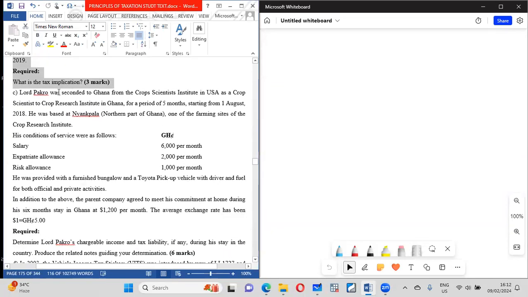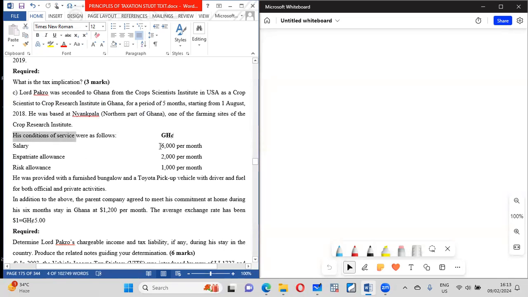The C part of the question is saying, Lord Parkrow was seconded to Ghana from Crop Scientific Institute in the US as a crop scientist for Crop Research Institute in Ghana, for a period of 5 months, starting from 1st August 2018. He was based in Nyankpala in the northern part of Ghana, one of the farming sites, of the Crop Research Institute. Now, these were the conditions.